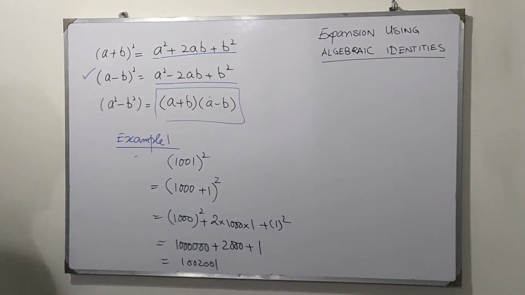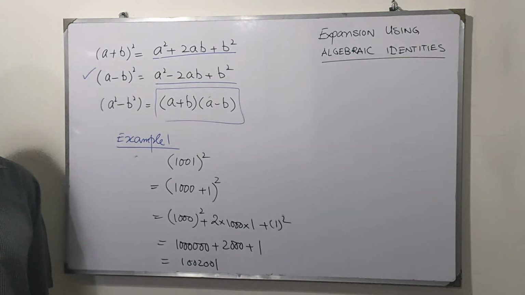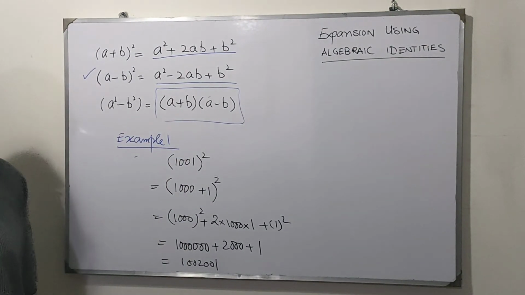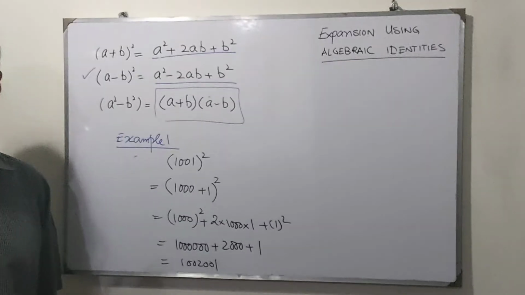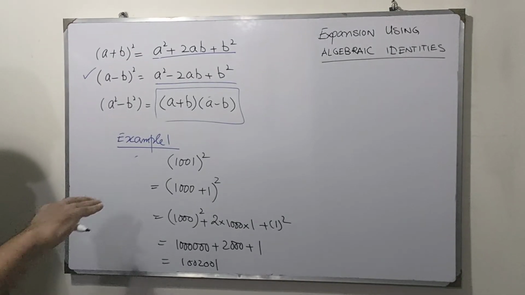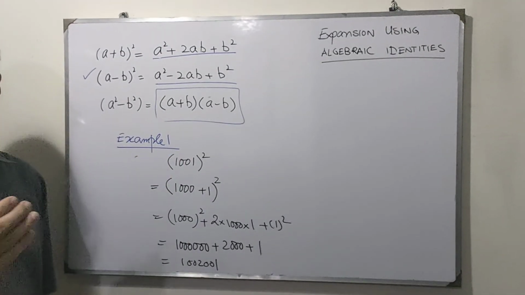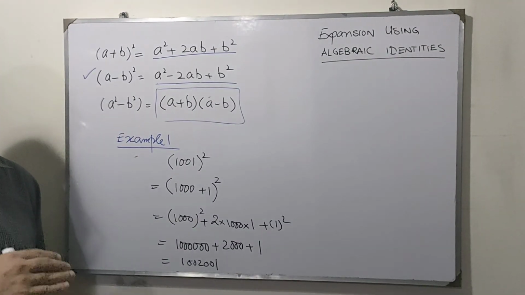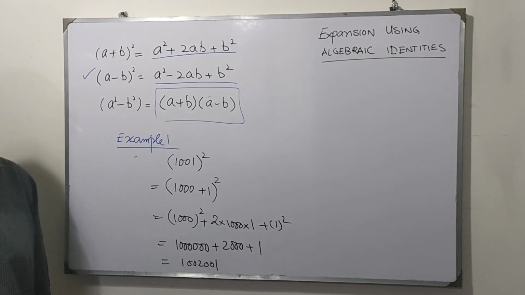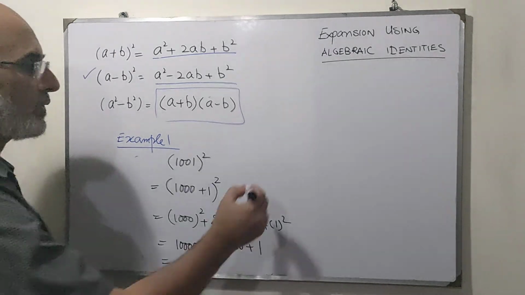So it's easy to do like this. In some cases, just think of a number which is easy for you to square, like it's easy for us to square 1,000, 100, 10,000, right? So instead of multiplying 1,001 with 1,001, we said 1,001 is equivalent to 1,000 plus 1. So let's do one more example.